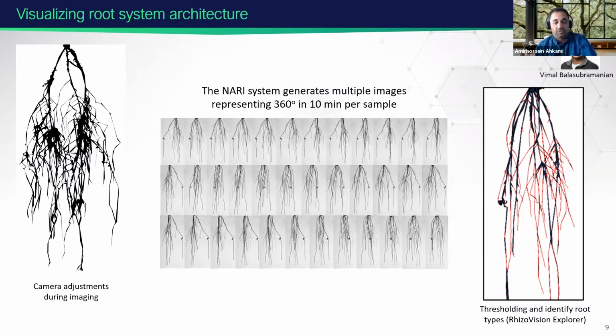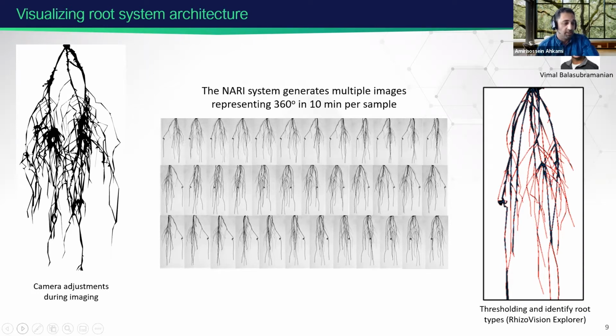So we can have, for example, 36 images, as you see here, if you adjust the camera in a way that it takes images every 10 degrees. But you can also get 72 images if you adjust the camera to take images every 5 degrees. And then we have all images for one plant system as a stack, and then you can use that for image analysis.